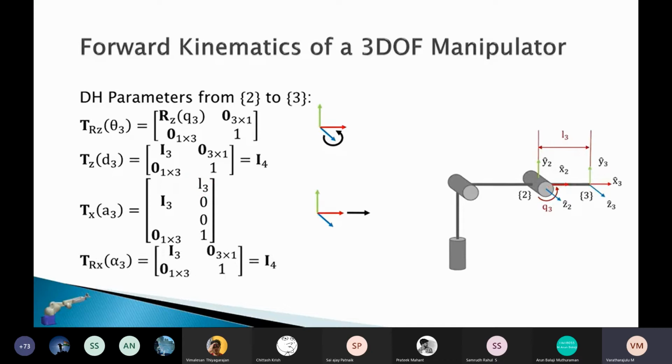And then lastly will be a rotation by alpha about the x-axis, but again, these frames are already in alignment, so this alpha will be 0, which gives the identity matrix for a rotation about 0. Right, so therefore we have solved all the transforms from j-1 to j of our 3-link manipulator.